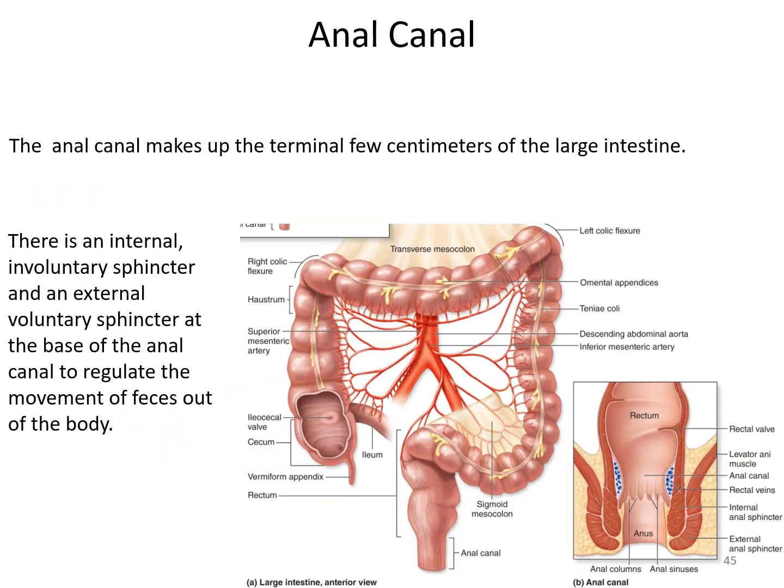The anal canal is going to make up the last few centimeters of the large intestine. There you've got an internal involuntary sphincter and an external voluntary sphincter at the base to regulate the movement of the feces out of the body.